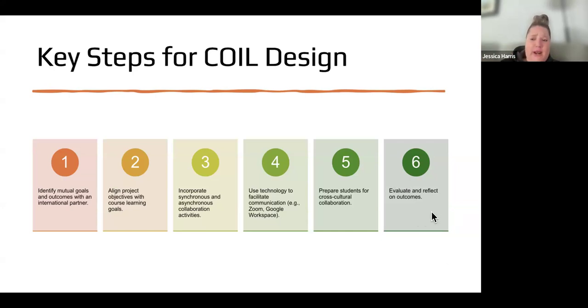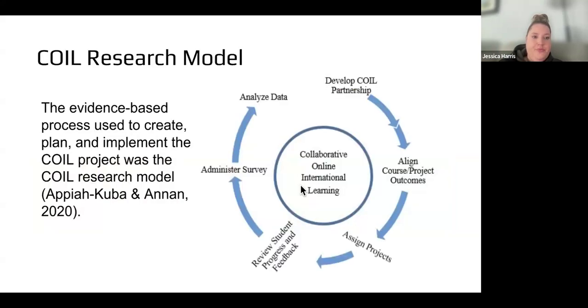And then lastly, evaluating and reflecting on the overall outcomes of the collaboration, and also what the students' feedback and impact was. So every time we do a COIL experience, we get together and reflect as faculty and instructors, and we also look back at the data we've collected from our students. But really, these are the core steps in this COIL design if you're thinking about getting started and designing an effective experience.